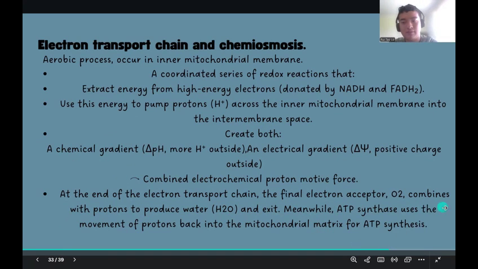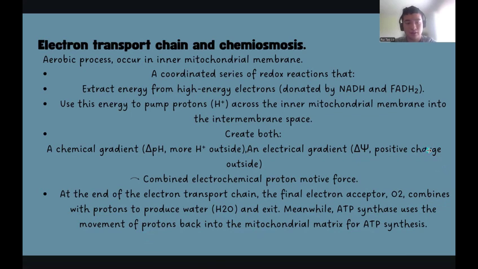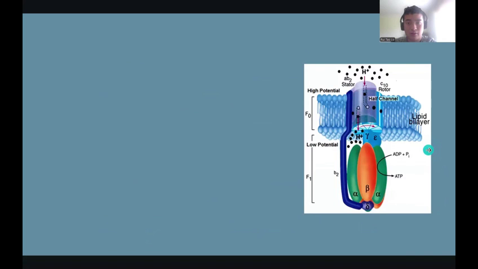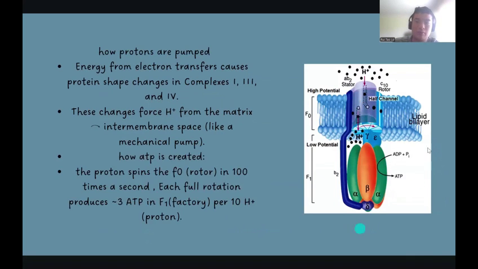Meanwhile, ATP synthesis uses the movement of protons back into the mitochondrial matrix. The water here comes from hydrolysis, which we talked about earlier. So here is how it works.